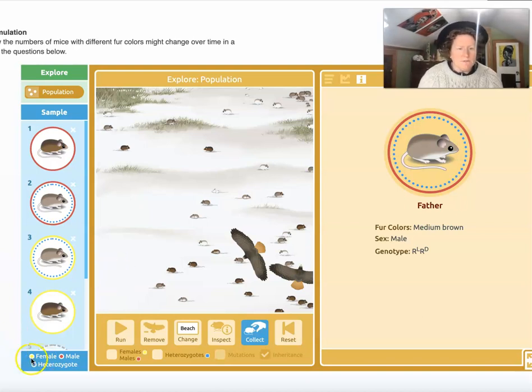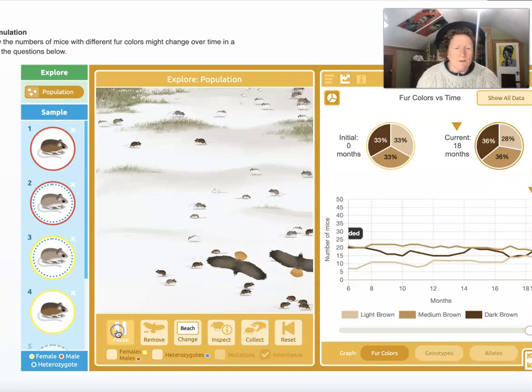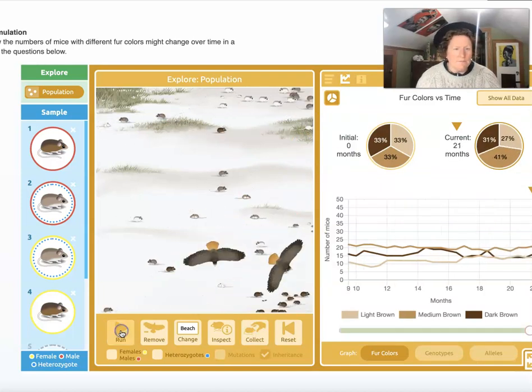There's color codes that say female. Those are the yellow circles, and male. Those are the red circles. If you want to go back to the graph, you can just hit run again, or you can pause.